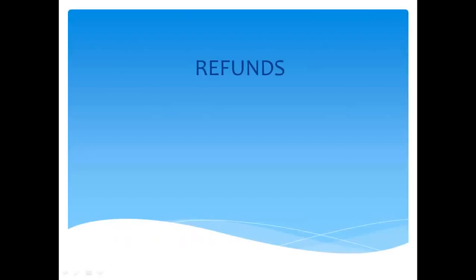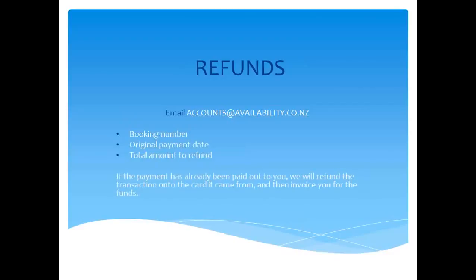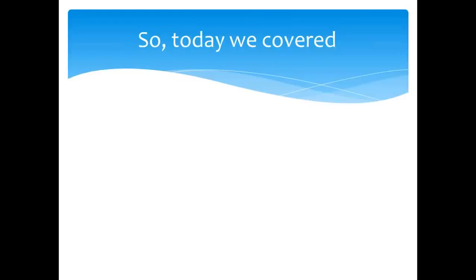Now, one more thing we need to talk about before recapping today's session is refunds. So once a payment has been made to us, if you need to process a refund to a guest, pop an email to accounts@availability.co.nz. We need to know the booking number, the original payment date, and the total amount that you need to refund. If the payment's already been paid out to you, we refund that transaction back onto the credit card that it came from, and then we'll invoice you for the funds.